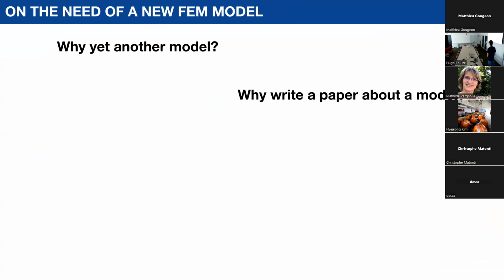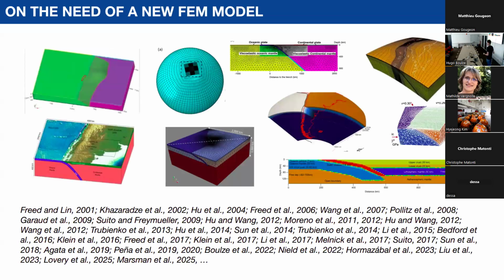So a relevant question is: why do we need another model? Why write a paper about a model at the end? Because there are lots of finite element models existing today. Some of them are not in Chile, but it is very common in the literature, in many different studies. You have some examples here of people who have developed their own finite element model.